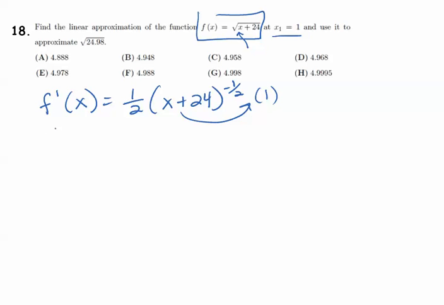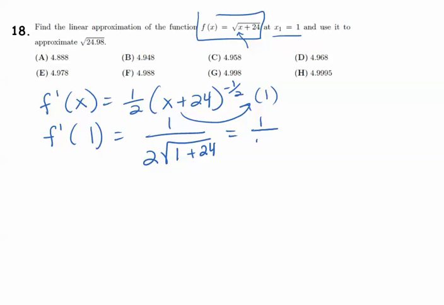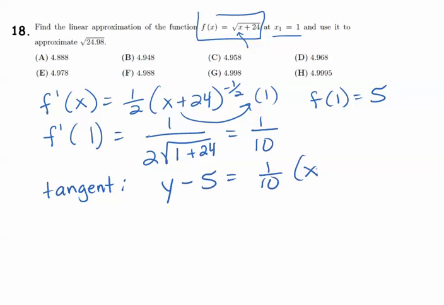So there's our derivative, and we want to find the derivative when x is equal to 1. You could write it this way if you wish. When x is equal to 1, let me put it in there. So we would have 1/10 as our slope, and when x is equal to 1, notice our y coordinate is 5. So our tangent line would be y minus 5 is equal to 1/10 times (x minus 1).